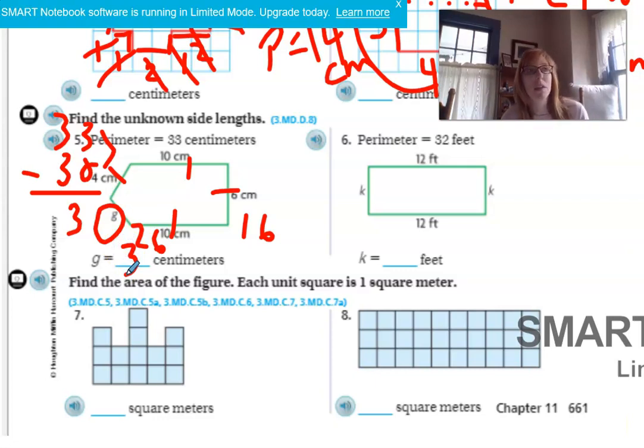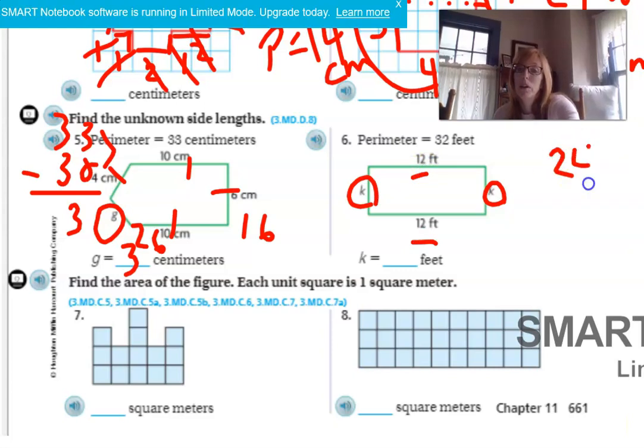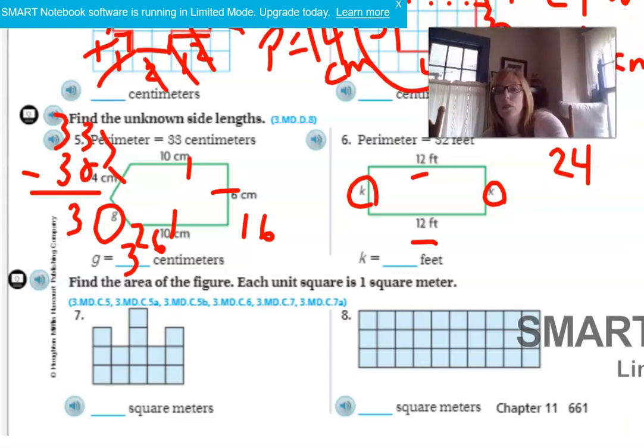All right, we're going to keep on moving, and we are going to find the unknown side of K, and you'll see that this is a rectangle. So we know rectangle rules are the top and the bottom are the same length, and then the two sides are the same length. So our total is 32. Well, we have 12 and 12 accounted for. So we know 12 plus 12 would be 24. Well, our total is 32.